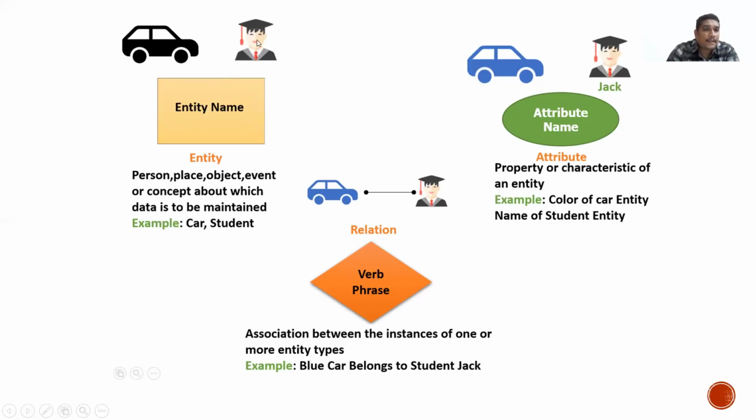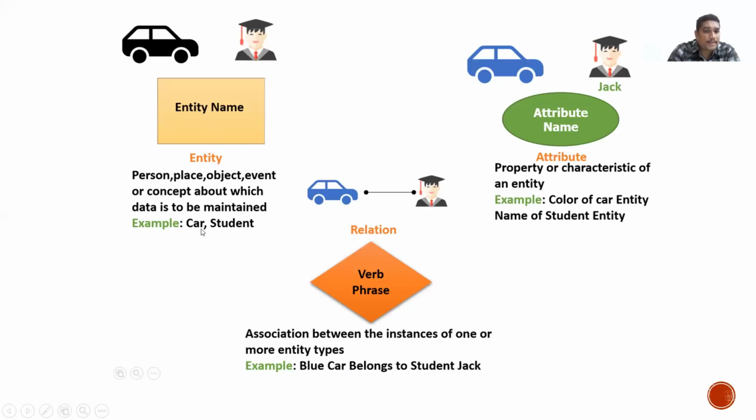So a person is an entity. A car is an entity. A man's properties mean which color he is, which name he has, which gender he is, which address he is living at, and which phone number he is maintaining. All of these come under this particular person. If you take the car, the properties are car color, car engine, car capacity. All come under the car properties. So a person, place, object, event or concept about which data is maintained is an entity.